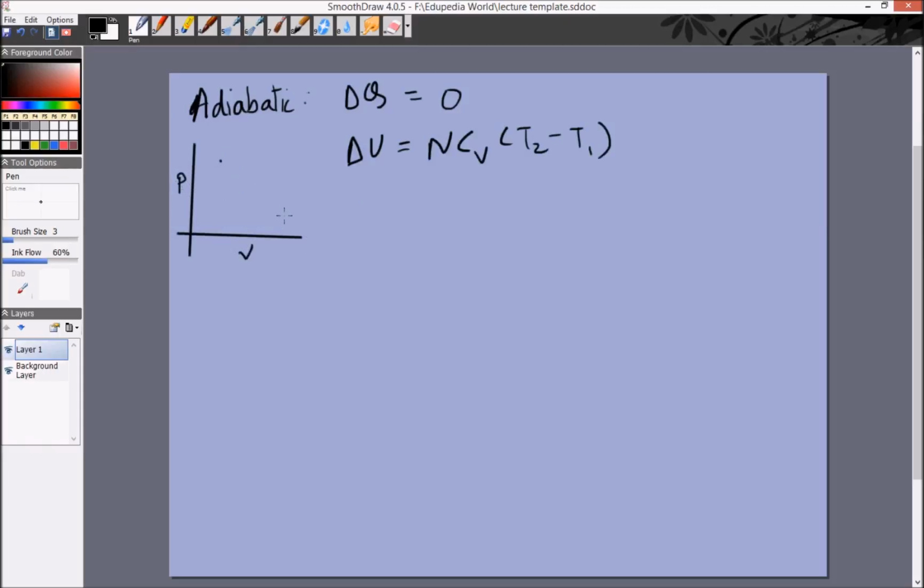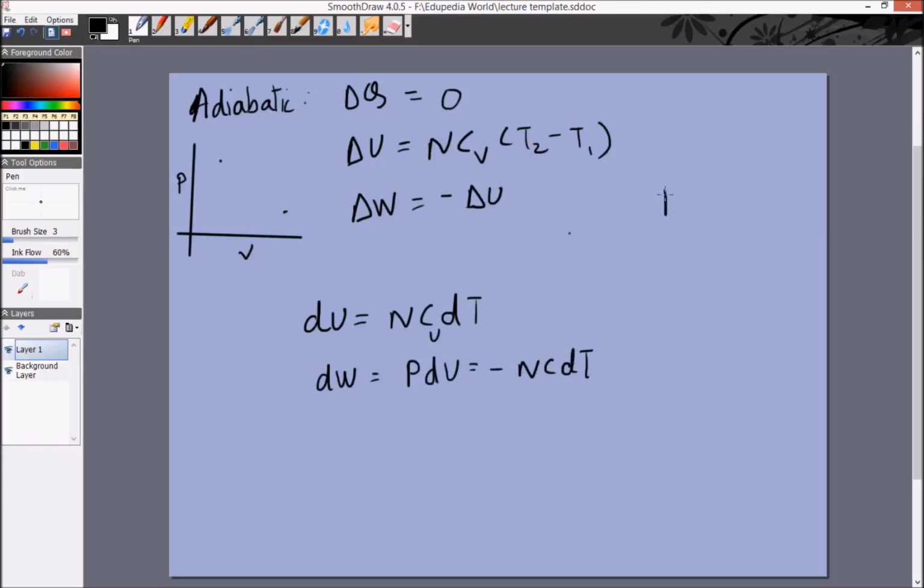Right, let's say from this point to this point. So delta W will be the negative of this value, because we know that their sum, delta Q, is equal to 0, right? It's better to write it in the differential form now. So dU is nCv dT and dW is PdV, which is minus nCv dT. So we know PV is equal to nRT. That gives us PdV plus VdP is equal to nR dT.